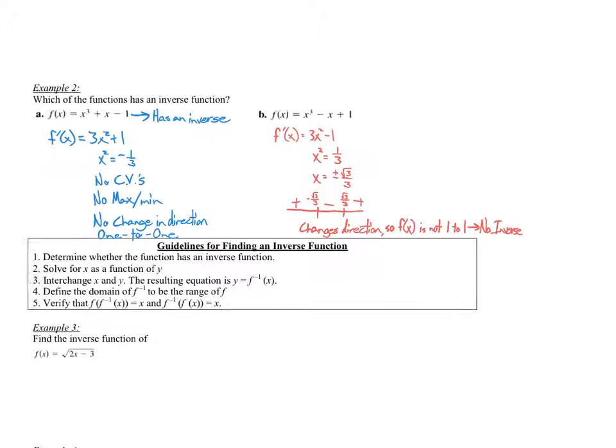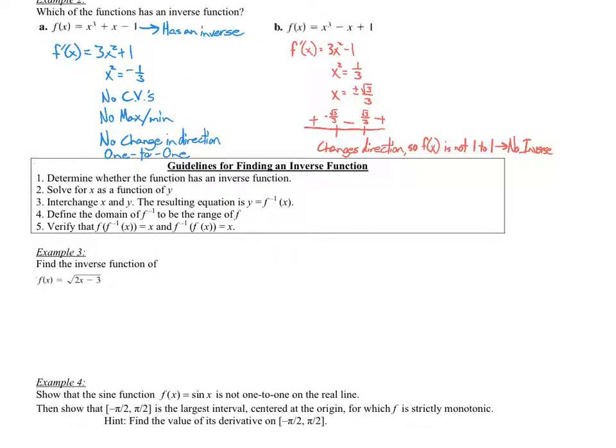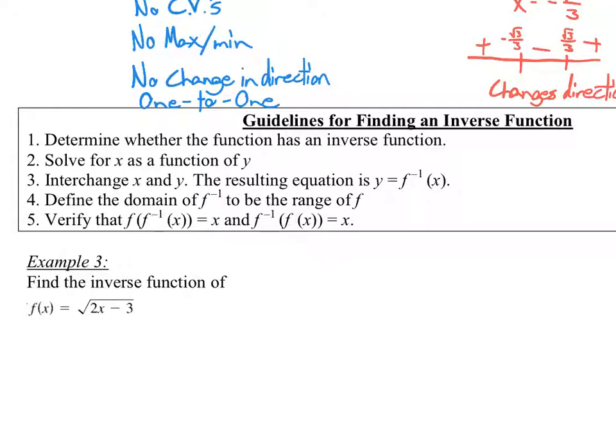The trig functions by themselves would not have inverses, but we limit the domain and the range there so that they do. So if we're trying to find an inverse function, first of all, determine if it has one. Then solve for x as a function of y and interchange the x and the y. The resulting equation is the inverse. Then define the domain of the inverse to be the range of f, and then verify that it actually works.